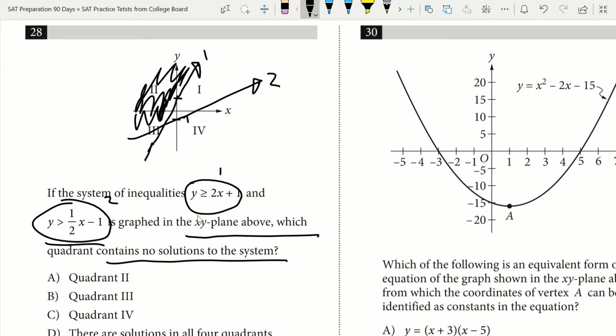Okay, now for 2, its shaded regions would be everything above here, but since we need it where they both are satisfied, we can't include that, right? We would only shade right here. Okay, so the only region that's going to be shaded is going to be this right here.